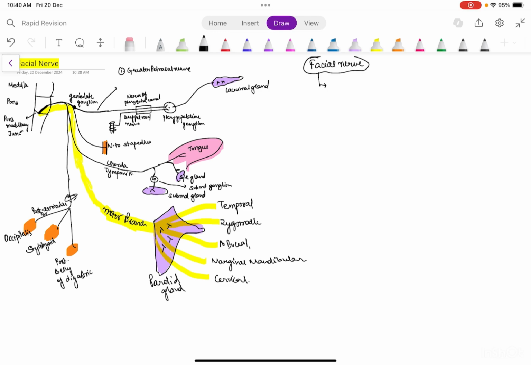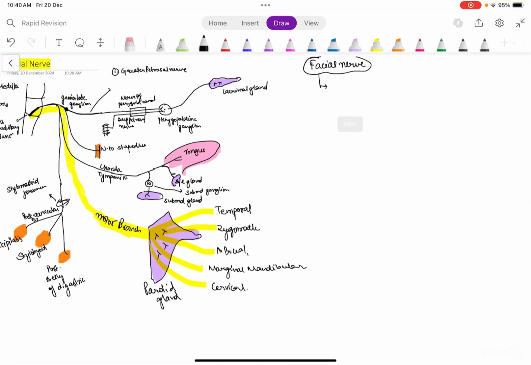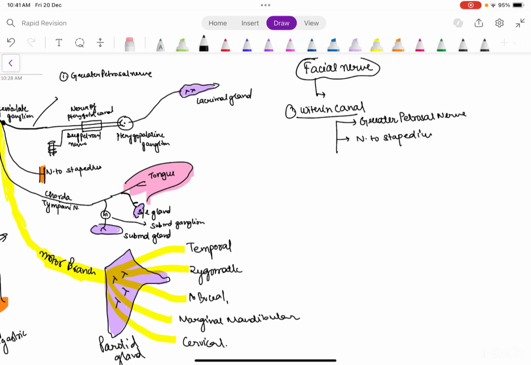All right, now just let me write this. It is the stylomastoid foramen. All right, now the first branch in facial nerve, within canal. Now within canal it gave three branches, right? First one which I told you was the greater petrosal nerve. Then I told you that there is nerve to stapedius. Then I talked about chorda tympani.